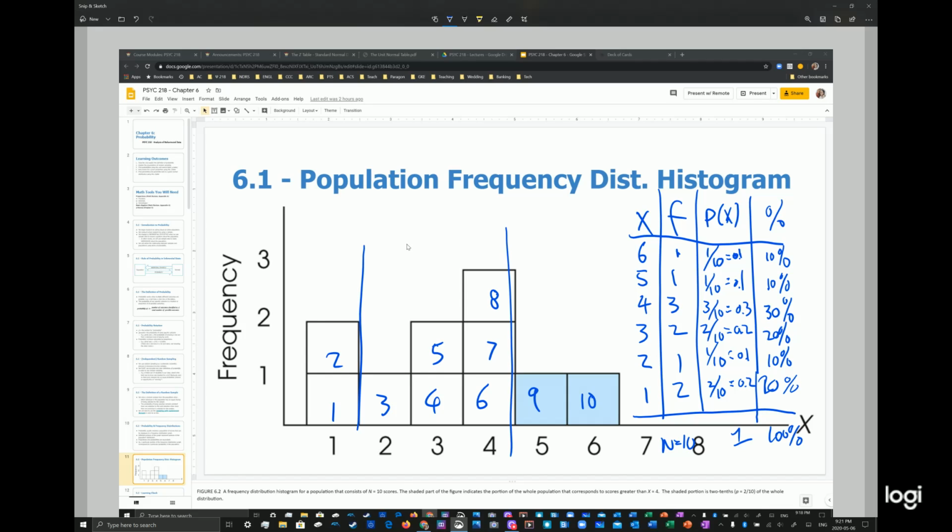And so these are the questions that we're going to ask about distributions. And it's the same technique that we use when we look at the unit normal table. The unit normal table has made the calculations of proportions for distributions of z-scores, or standard normal distributions.